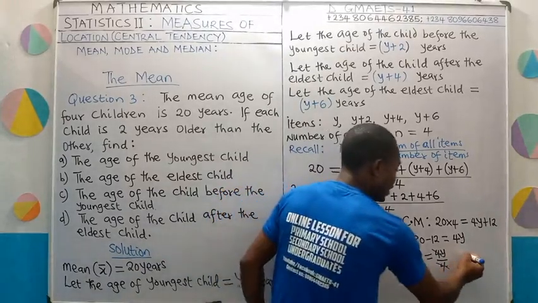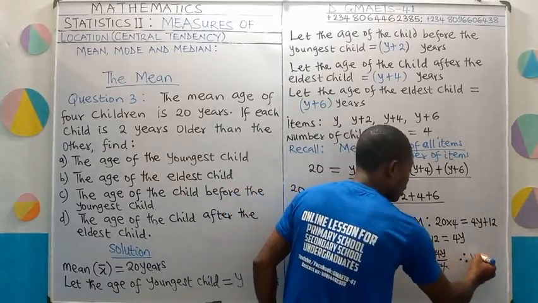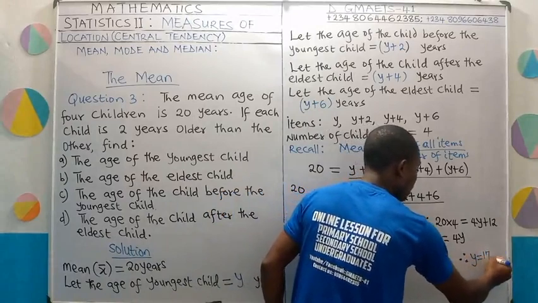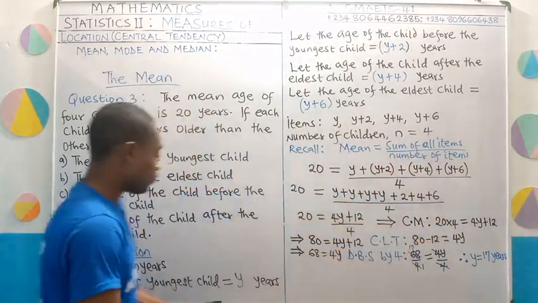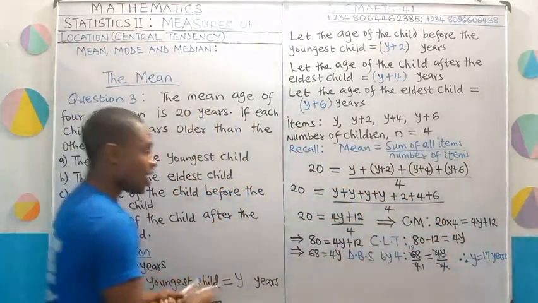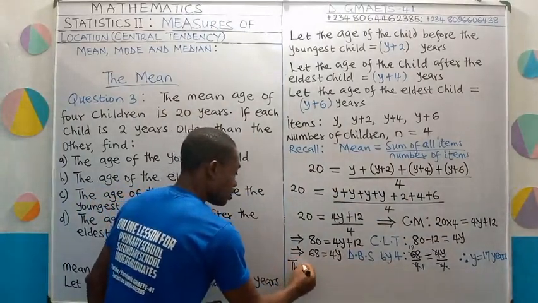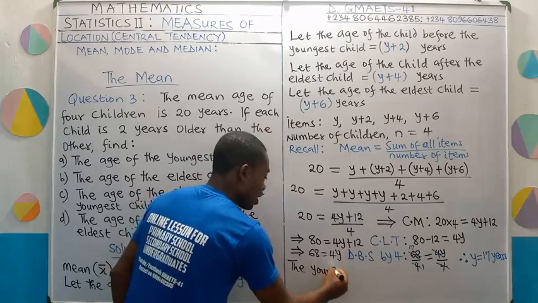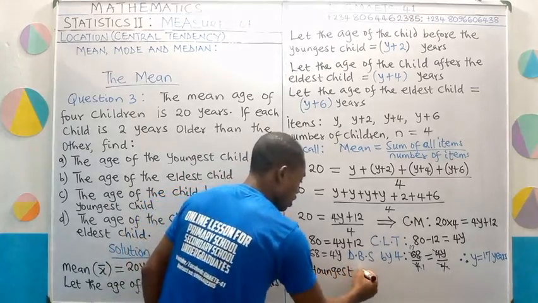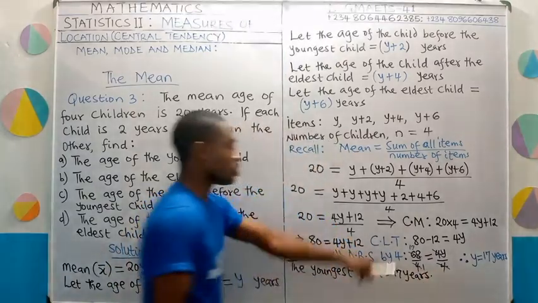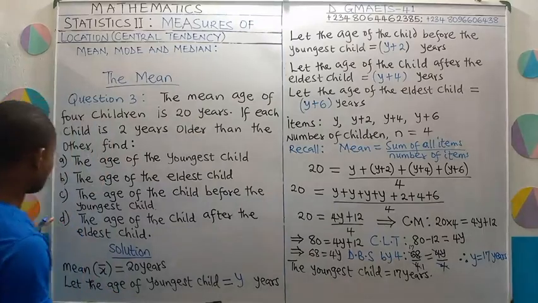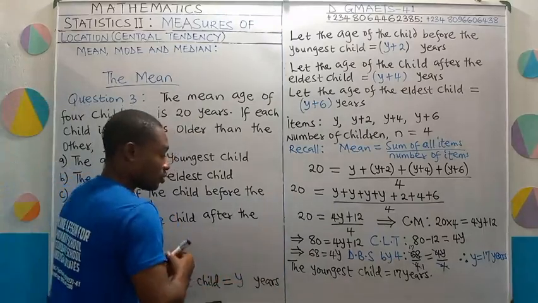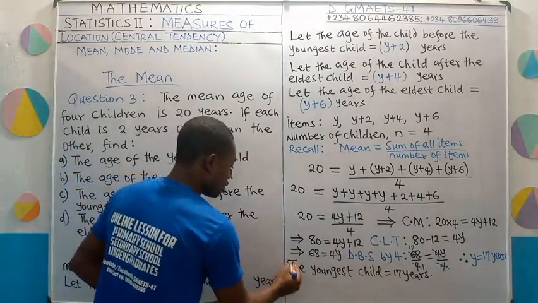Therefore, you see clearly that y is equal to 17 years. 17 years. That is the age of the youngest. We can conclude that the youngest age is 17. The youngest child is 17 years. I'm trying to manage this space. Let's see. Okay, this is the solution to the A part of the question.